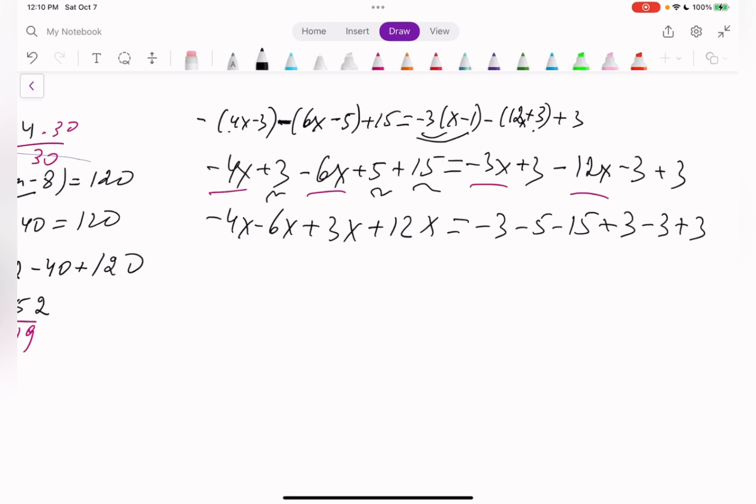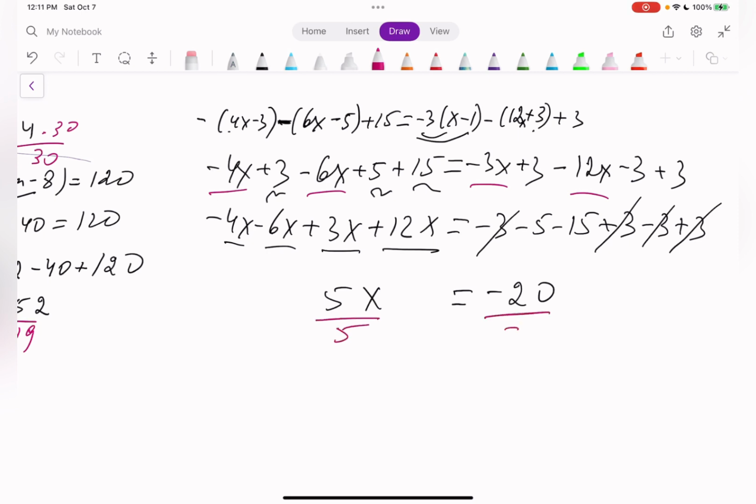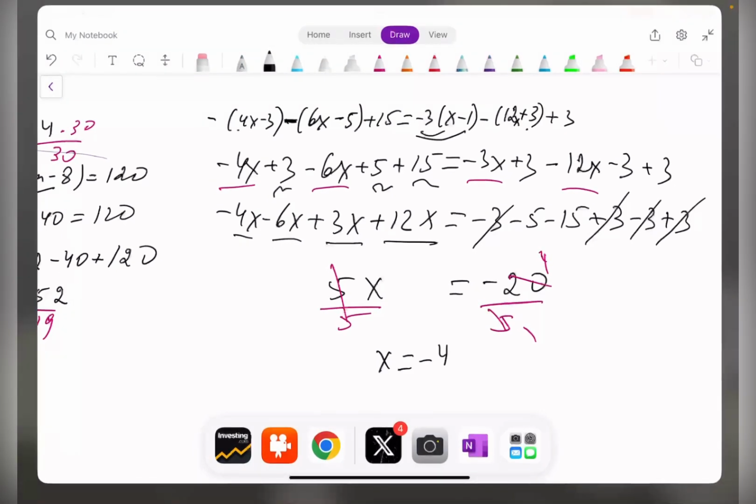Okay, so what do we get? Negative 3 plus 3 is going to be 0. Negative 3 plus 3 is going to be 0. Negative 5, negative 15, negative 20. Now let's do here. Negative 4, negative 6 is negative 10. Negative 10 plus 12 is going to be positive 2, and plus 3x going to be 5x. And from here, x will be negative 4. This is gone. This is 1 and 4. 20 divided by 5 is 4. X is equal to negative 4. Okay?